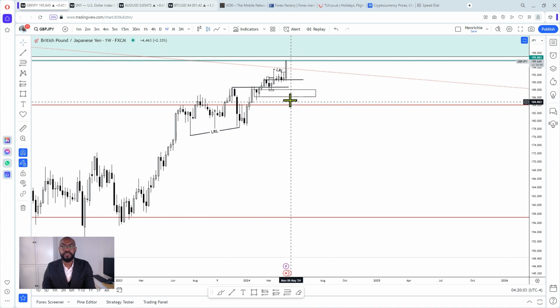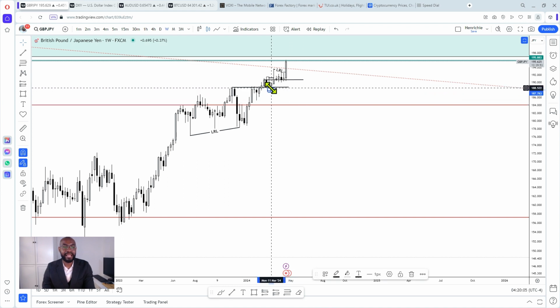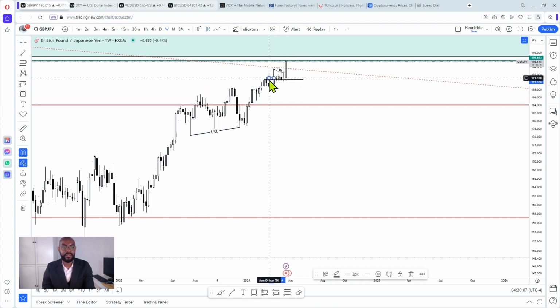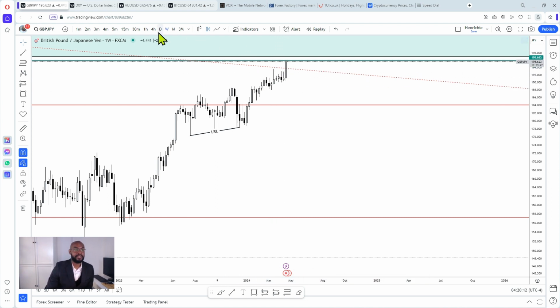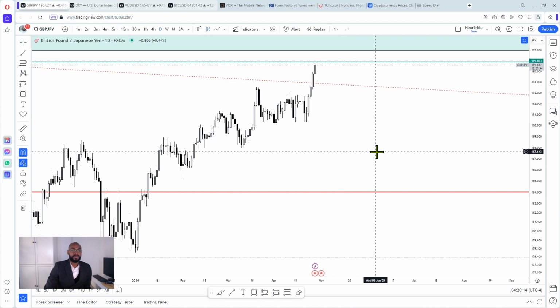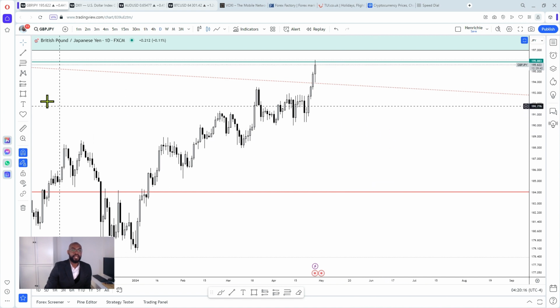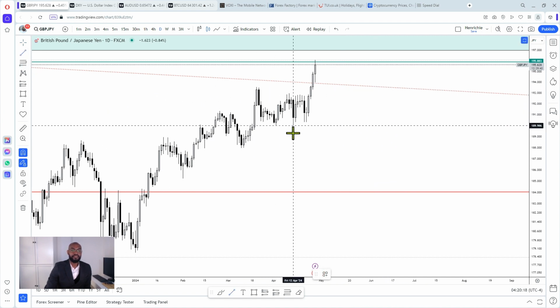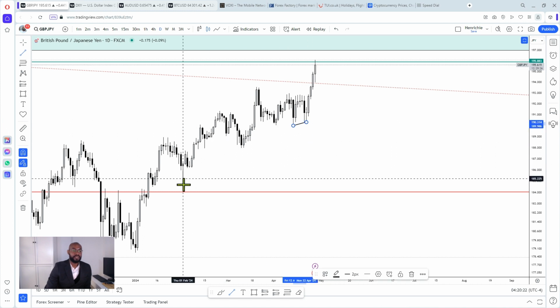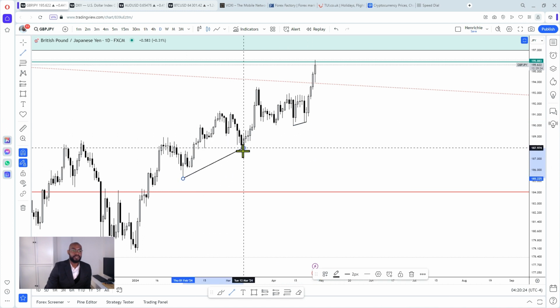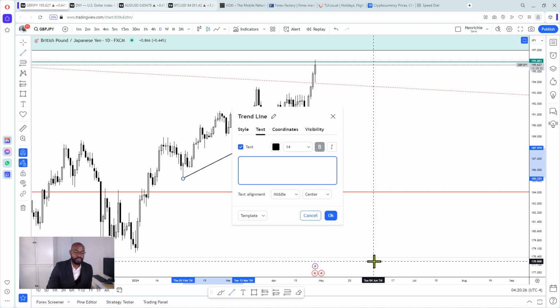So I'm going to remove all the buy analysis that I've had on my chart because right now they've all become irrelevant. And right here, also have low resistance liquidity as well.